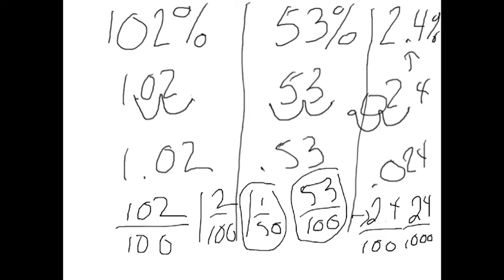And reduce it. 12 over 500. Reduce it more. 6 over 250. Holy cow, I can reduce that for a long time. 3 over 125.